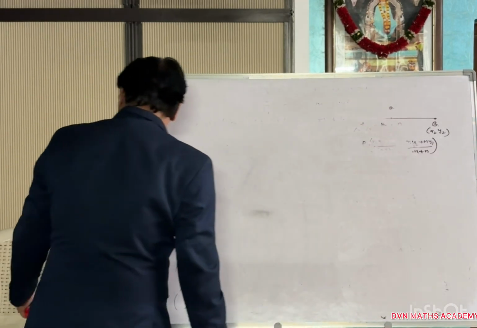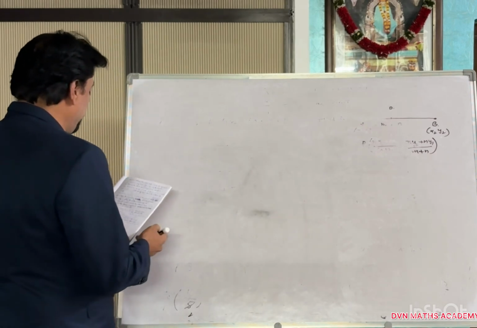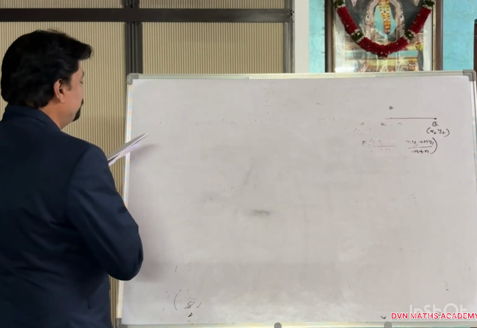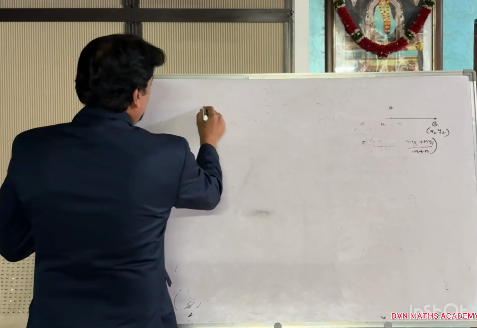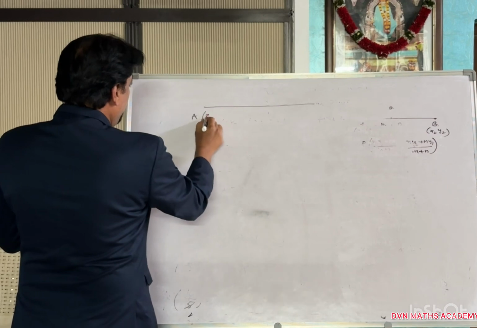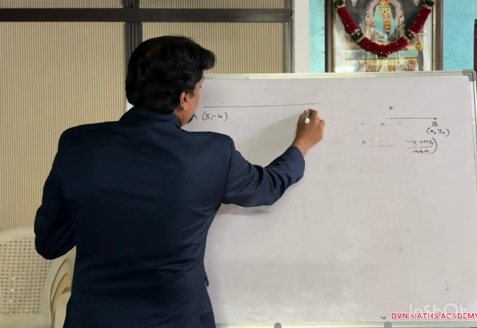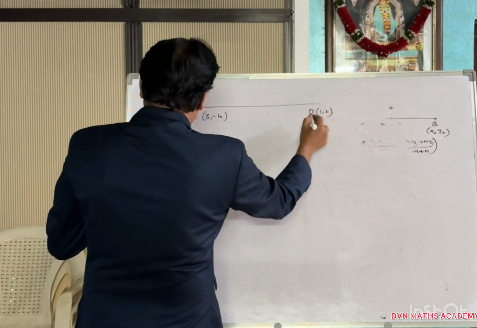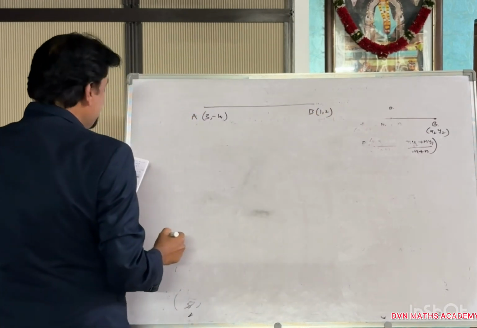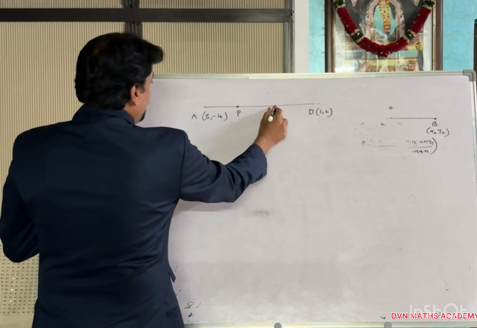Second question is, here some questions I selected. The second question is a line AB. A is given as (3, -4) and B is given as (1, 2). It is trisected at P and Q.